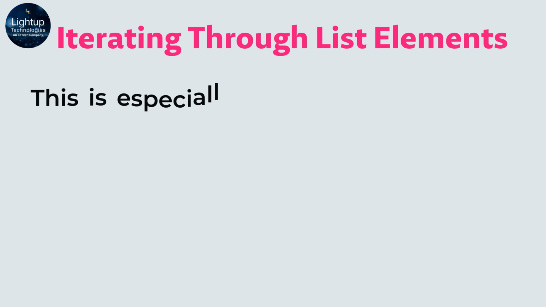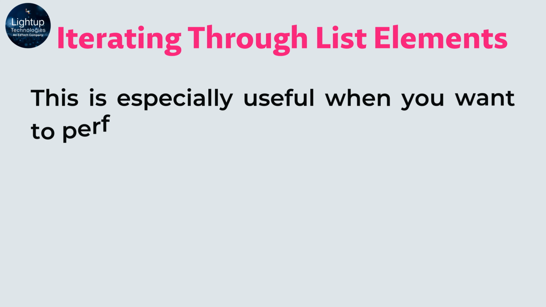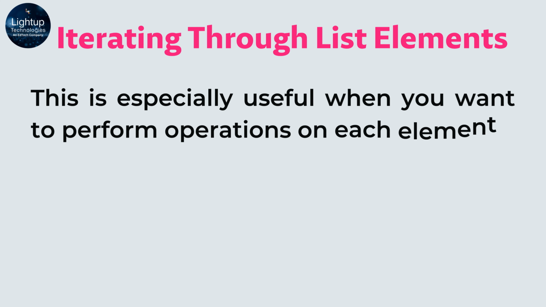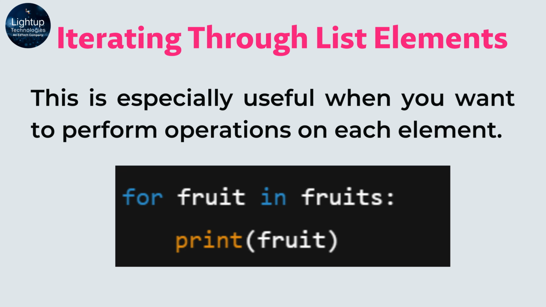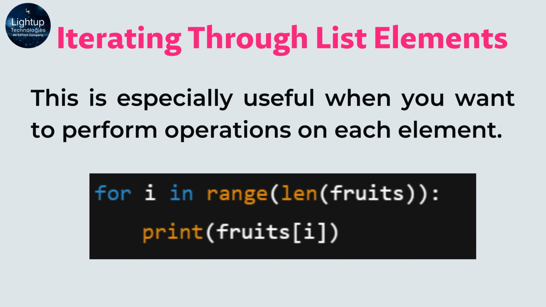Now, let's talk about iterating through the elements of a list. This is especially useful when you want to perform operations on each element. The easiest way to do this is with a for loop. This loop iterates over each element in the fruits list and prints it. You can also use the range function to iterate through elements by index, but using the direct loop over elements, like this, is generally more Pythonic and easier to read.